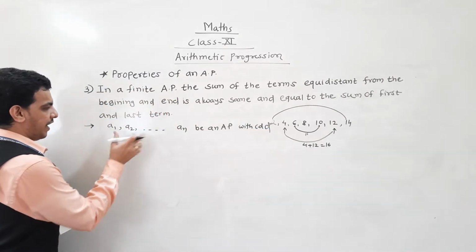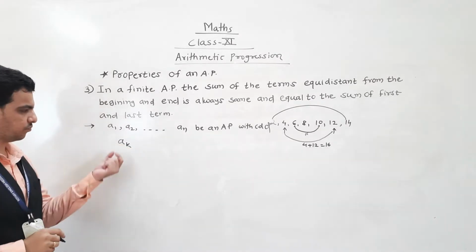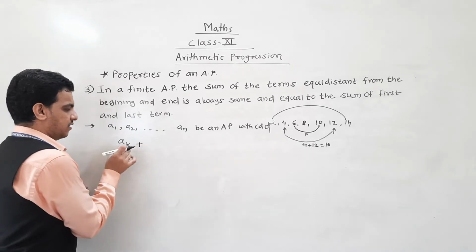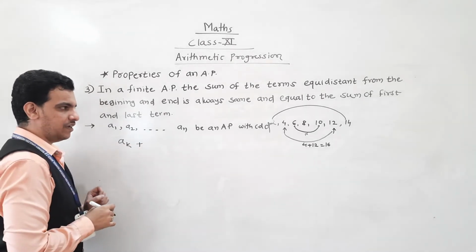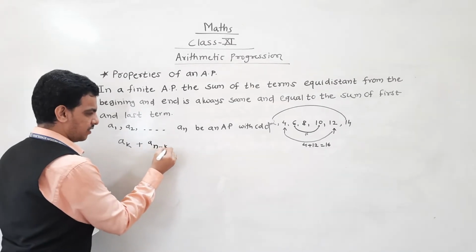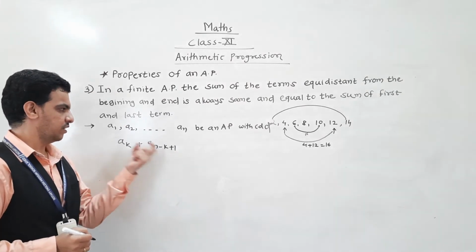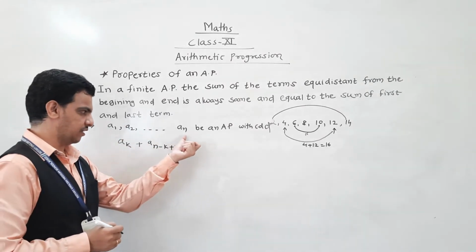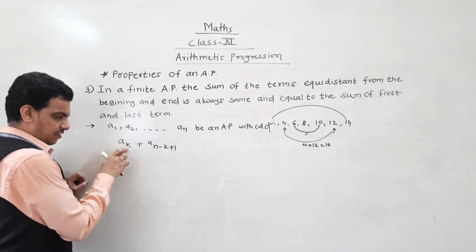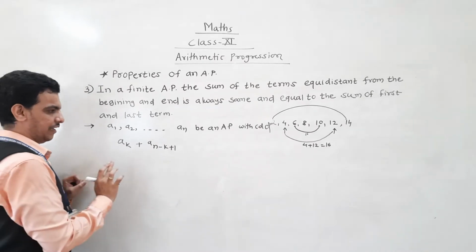Okay, and we have to show that, suppose I am taking the kth term from the beginning, then the kth term from the end. How do we write that? That is the n minus k plus 1th term from the beginning. Okay, total n terms are there. See once again, I am taking the kth term from the beginning and the kth term from the end.